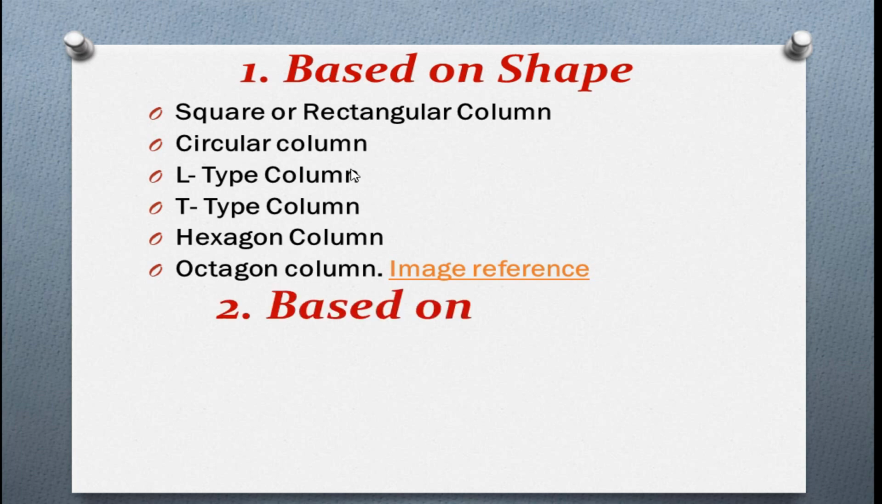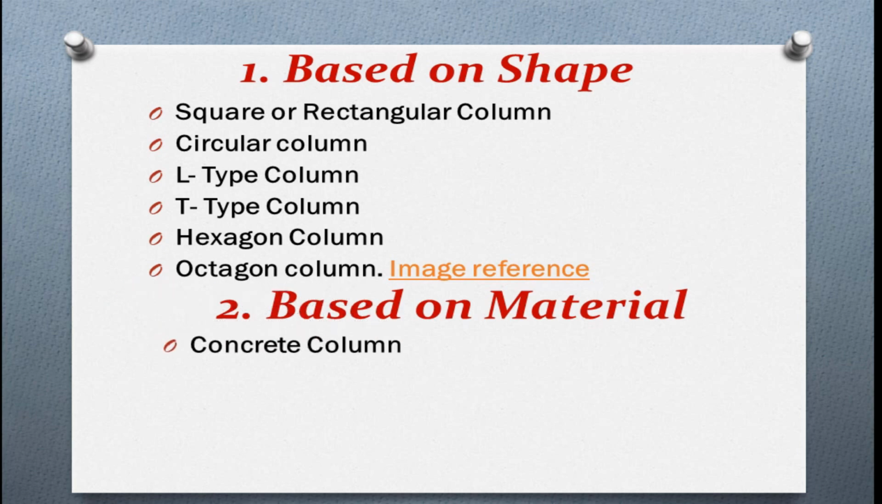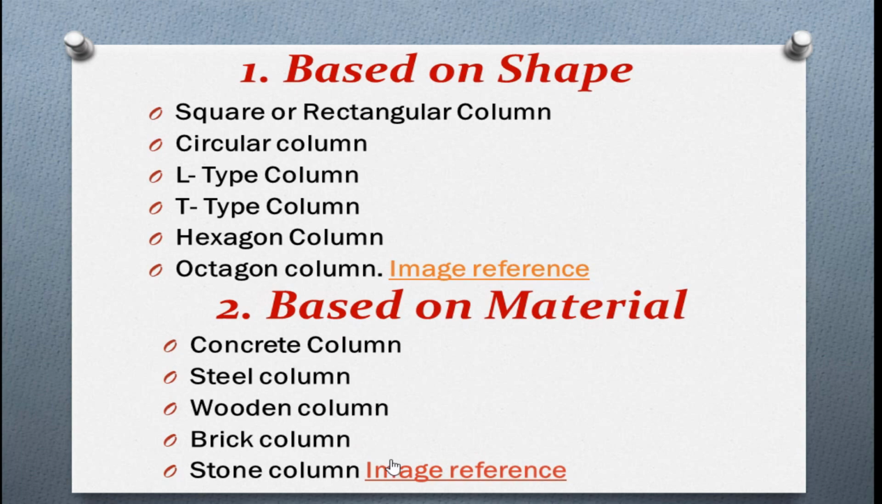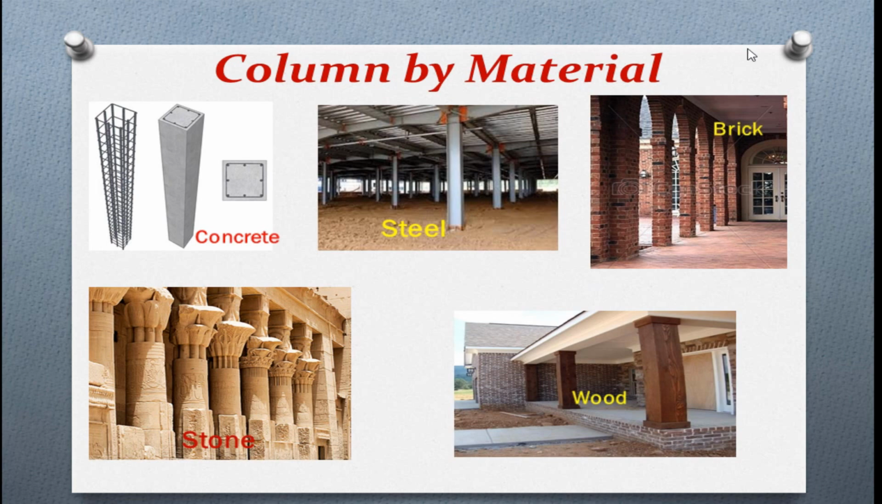And the second one is based on the material. The first one is the concrete column, the second is the steel column, the third is wooden, next is the brick column, and then the stone column. So we can see these columns by material in the image. The first one is the concrete column, with a maximum and minimum amount of steel used, so we call it a concrete column.